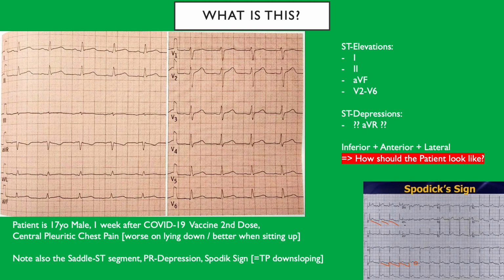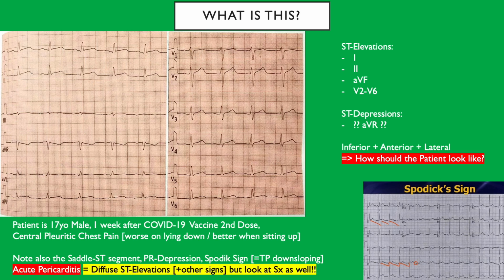So what is this one then? Do you still suspect inferior and anterior and lateral STEMI? Do you still suspect that your diagnosis is STEMI in all these walls after being given the information about the symptoms? So what is it? You're right. Acute pericarditis is basically diffuse ST elevations. All of them are ST elevated, but the symptoms are like not dying. So he's not having a complete heart MI. It looks like this. And there are also some other signs. You're going to learn them for your internal medicine exam.